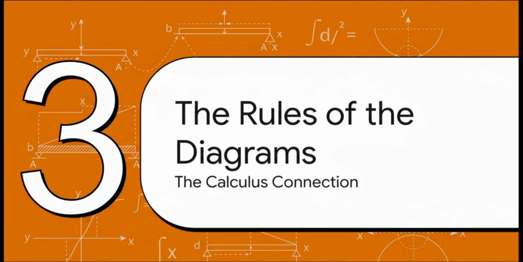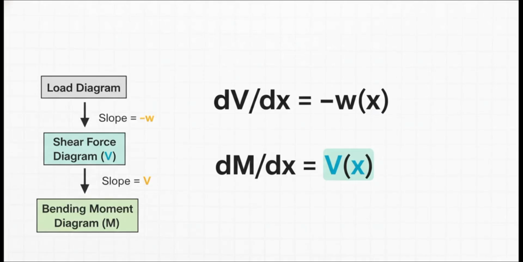All right, so we know what shear and moment are, but how do we actually map them along a beam? Well, turns out there's this really elegant, almost beautiful mathematical connection between everything. Let's dig into the rules. It really all boils down to these two little equations from calculus. The first one basically says that the slope of the shear force diagram at any point tells you exactly what the load is at that point. And the second one? It says the slope of the bending moment diagram is simply the value of the shear force. This is huge. It means these diagrams are fundamentally linked.